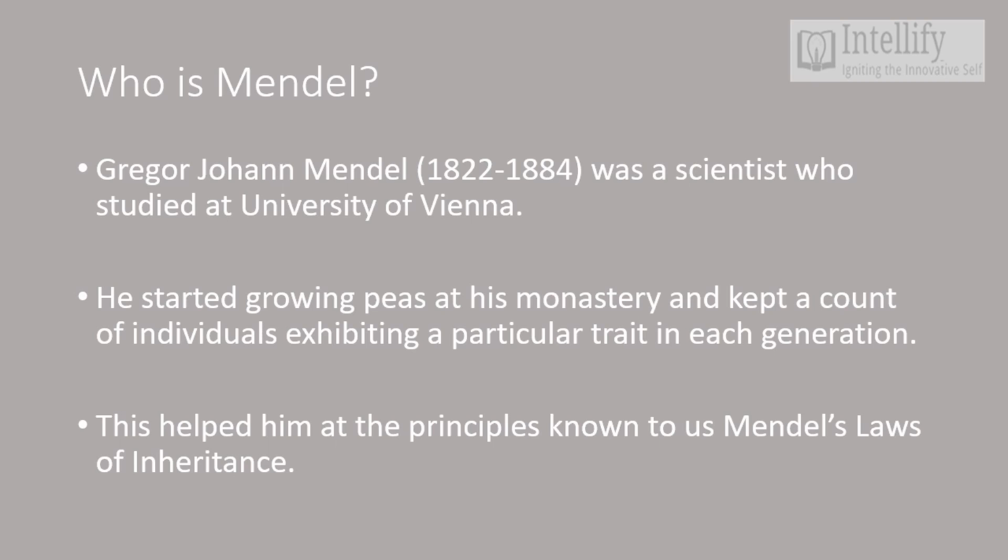And how did he do that? He did that by growing peas at his monastery and kept a count of all the pea plants exhibiting similar characters, like how many plants are tall, how many are dwarf, how many are round, how many are wrinkled, etc. in each generation. He kept the count throughout generations after generations, and that helped him to conclude all of those in three laws, which are Mendel's laws of inheritance, and we are now going to look into them.